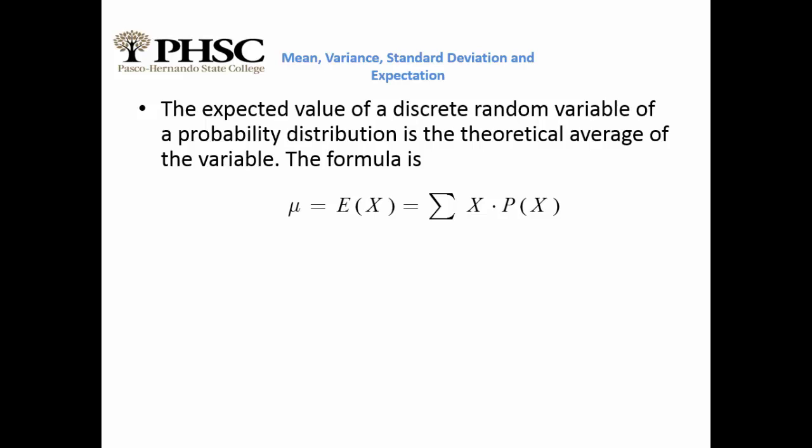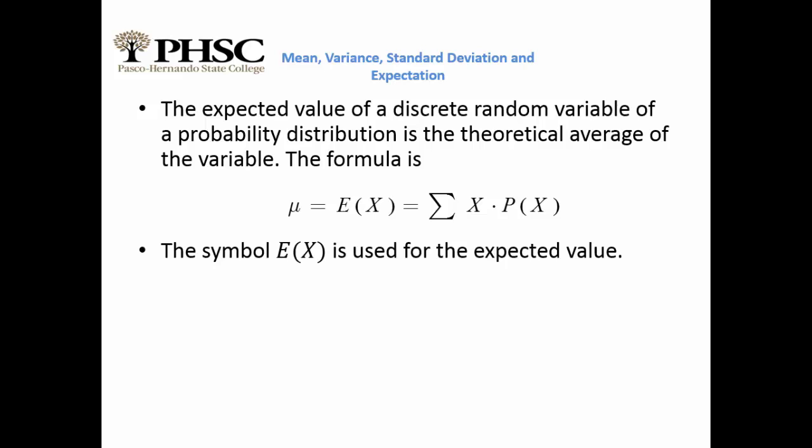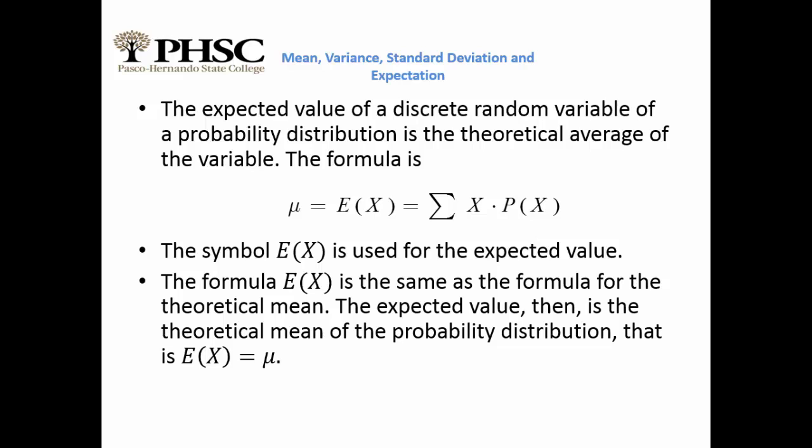Now, the expected value of a discrete random variable, again, is the summation of x times p of x. E of x is used for expected value. Now, the formula for the expected value is the same as for the theoretical mean. So the expected value then again is, in essence, the theoretical mean of the probability distribution. In other words, E of x is equal to mu.